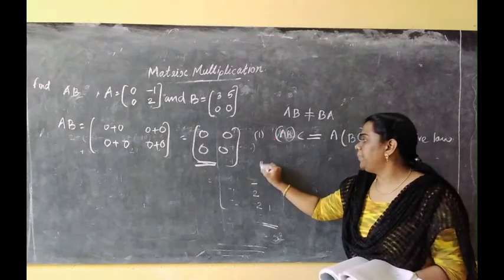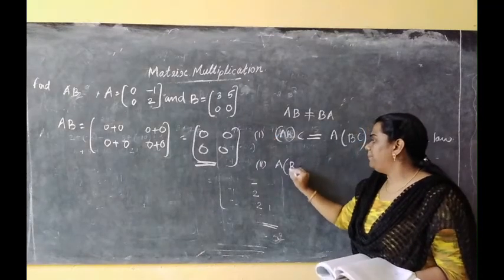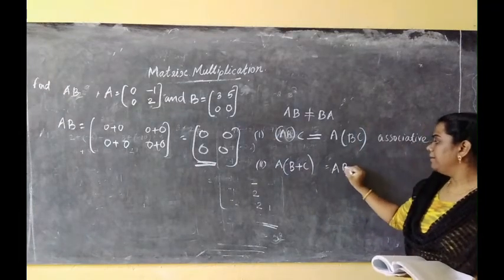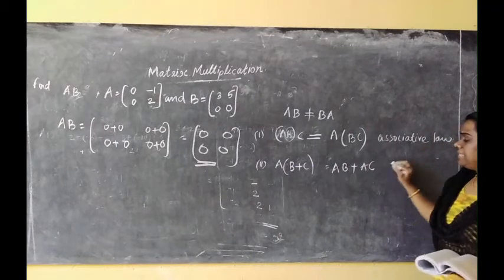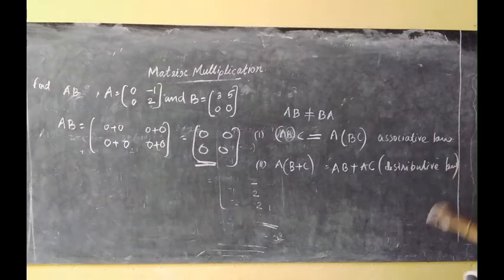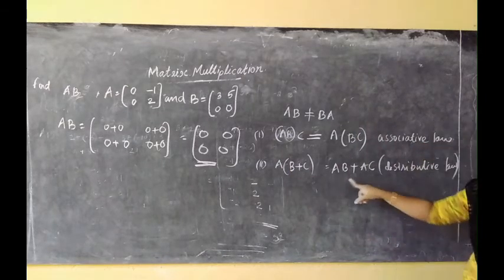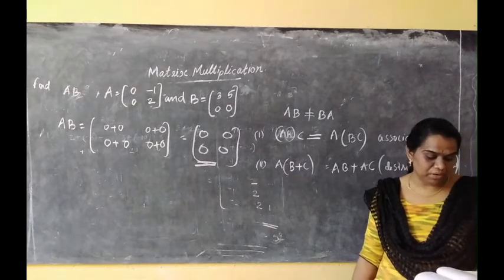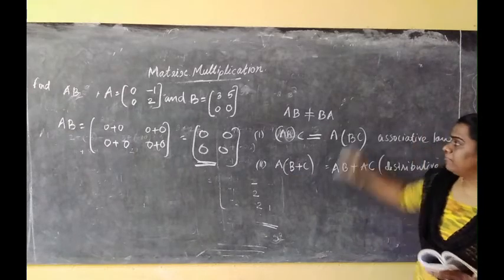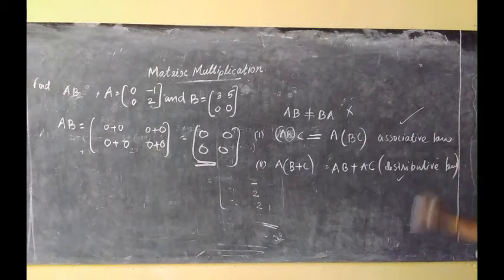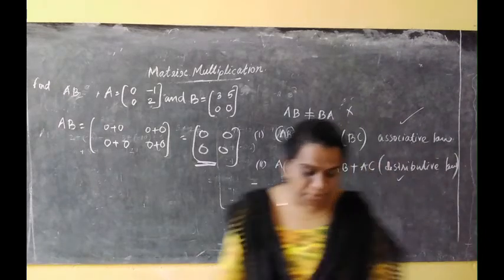Next, we can see the distributive property. What is the distributive property? A into (B plus C) is equal to AB plus AC. That is satisfied. This property is known as the distributive law. Okay. So the first one, commutativity, is not satisfied. The associative law is there. The distributive law is there. We are discussing the properties.